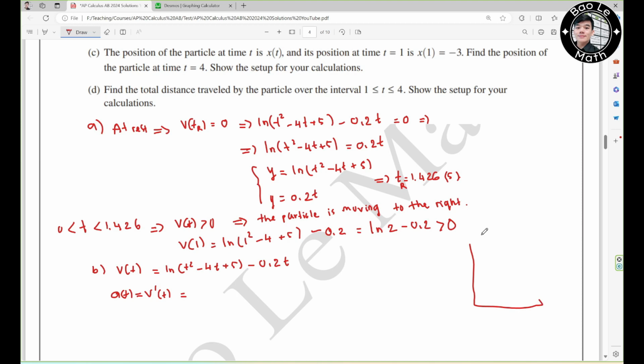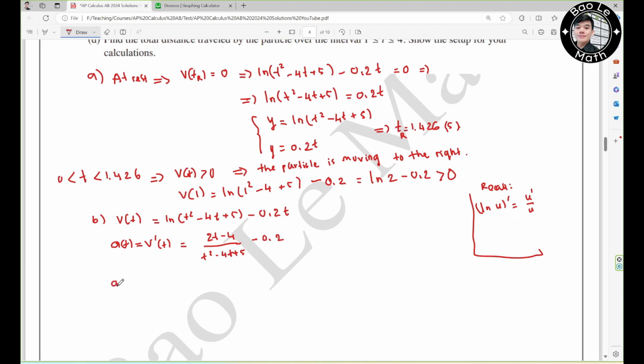Recall, the derivative of natural log of u is going to be u prime over u. Alright, so this u equals t squared minus 4t plus 5. The derivative of this one is going to be 2t minus 4 over t squared minus 4t plus 5, minus 0.2. Now we need to calculate the acceleration at 1.5 seconds. So we just substitute over here. We have 2 times 1.5 minus 4 over 1.5 squared minus 4 times 1.5 plus 5.